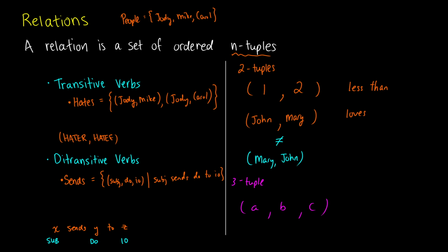So let's say Jody is a human driver. We'll use that term for the YouTube algorithm. And Jody is driving Mike to Carol, but Jody's sending Mike to Carol. Then we could say that this is the three-tuple where we have Jody sending Mike to Carol, and maybe that's the only thing that's happening here with sending. So this would be our set here.